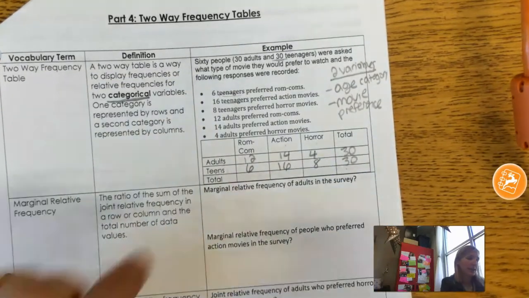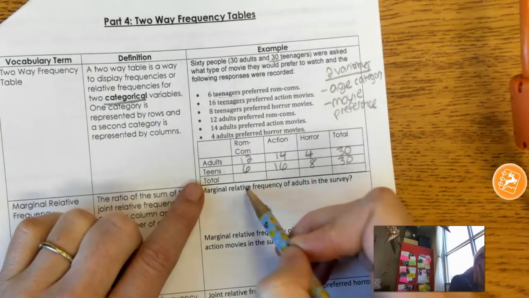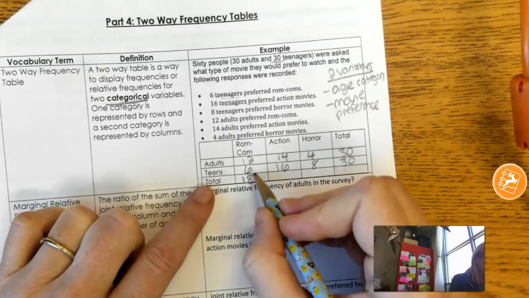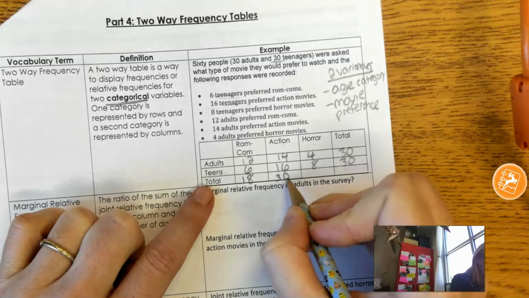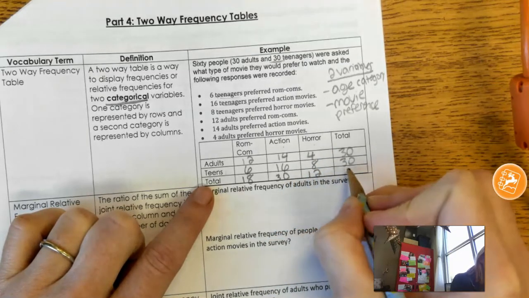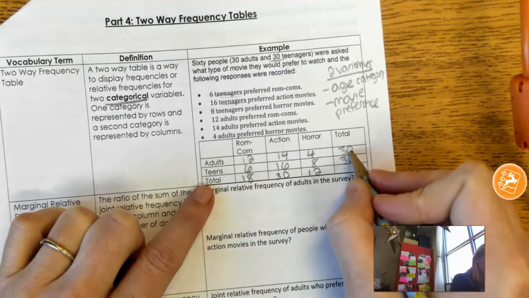All right, now I have my total column on the bottom for these, right? What's my total number of people surveyed that like romantic comedies? That's 18. How many like action? 30. How many like horror? 12. All right, so this column and this row should sum up to the same number.